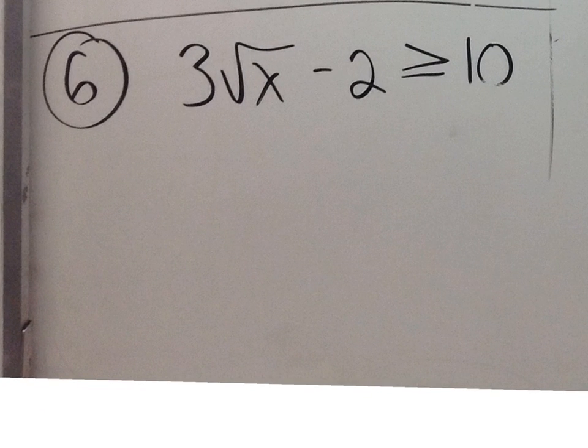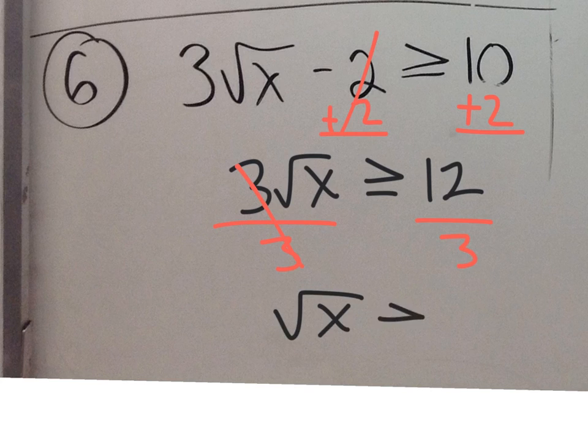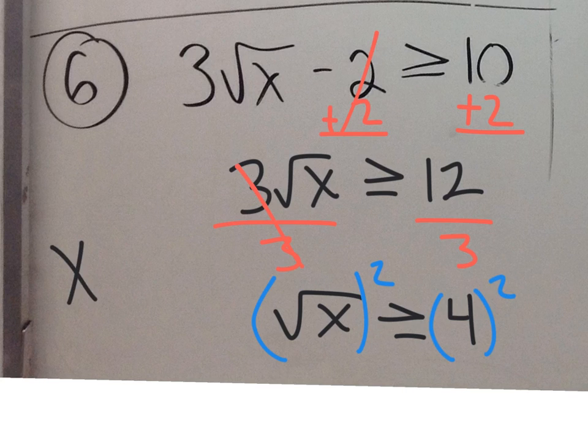So on number 6, it's as easy as adding 2, cancels, rewrite 3 square root of x greater than or equal to 12. Next step, divide by 3. I don't have to flip any signs because I didn't divide by a negative, so I have the square root of x is greater than or equal to 4. Final step would be to do what? Square both sides, square there, square there. Final answer is x is greater than or equal to 16.